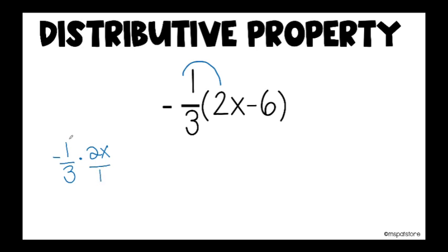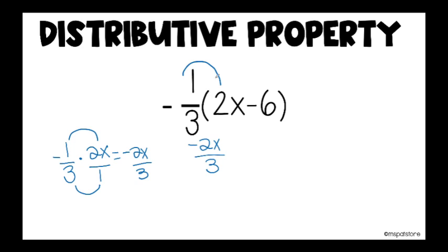Now you multiply numerator by numerator. Negative 1 times positive 2x is equal to negative 2x. Now 3 times 1 is 3. As this is a proper fraction, I will leave it like that, okay? So now I know that this part, this multiplication, is this one. Negative 2x out of 3.